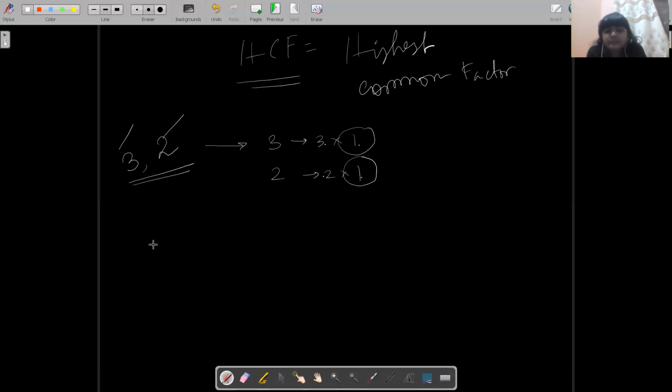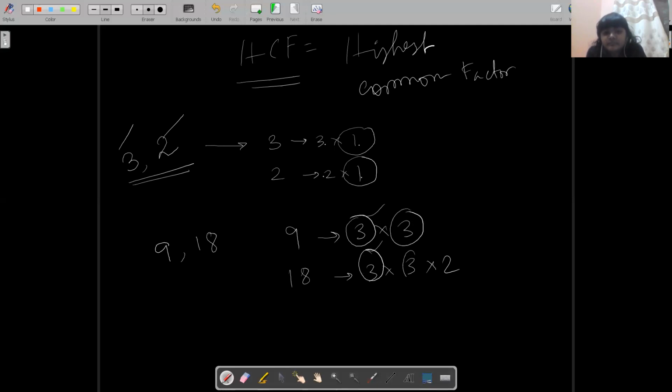But instead of 3 and 2, suppose I write 9 and 18. If I take 9, it would be 3 into 3. If I take 18, it can be 3 into 3 into 2. Now, first tell me what is common over here. This 3 is common, and this 3 is common. 1, 3 is common. Again, 1, 3 is also common. Another 3.